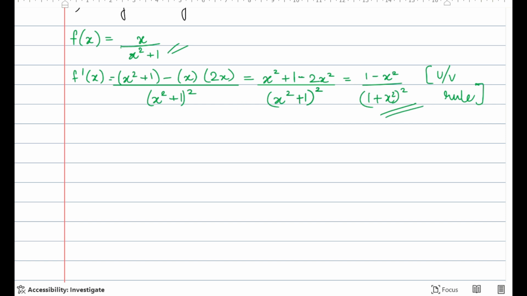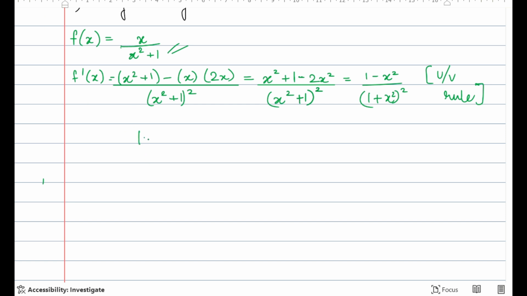So how will we factorize this now? You don't have to factorize the denominator because this is always positive. X square is positive, so 1 plus x square is always positive, and the square of that is always positive. So this part is not going to give you much of a hassle. The denominator is forever positive. You have to worry about the numerator now. How will we sort this out?